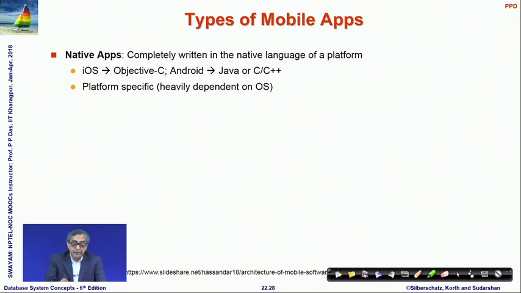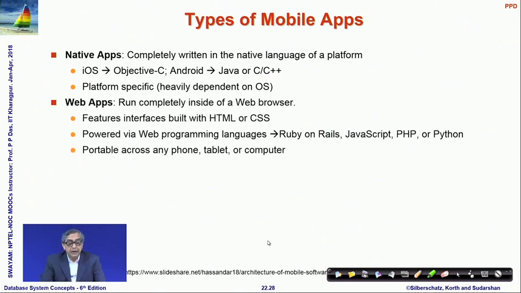It is platform specific. Whereas, there is another class of mobile apps which are known as web apps, which run completely inside the web browser, much like the way JavaScripts work. They feature interfaces built with HTML and style sheets, and they are powered by different web programming languages like Ruby on Rails, JavaScript, PHP and so on.